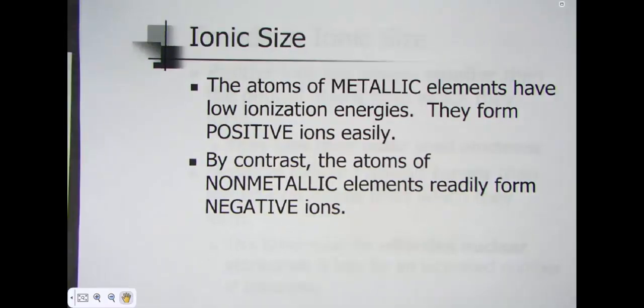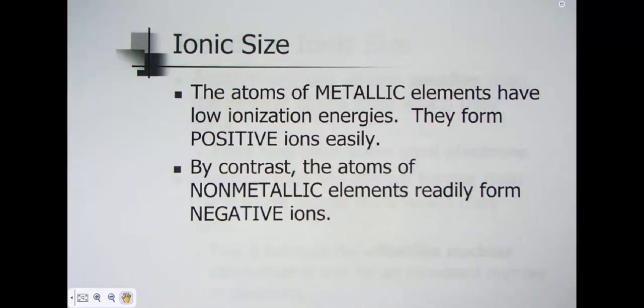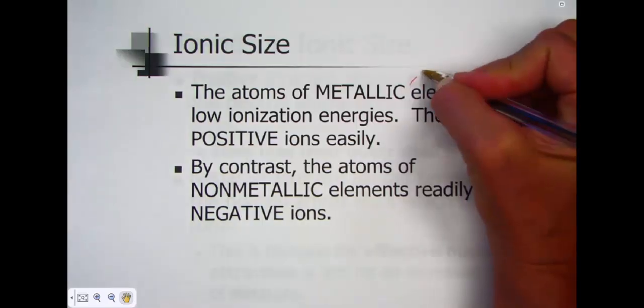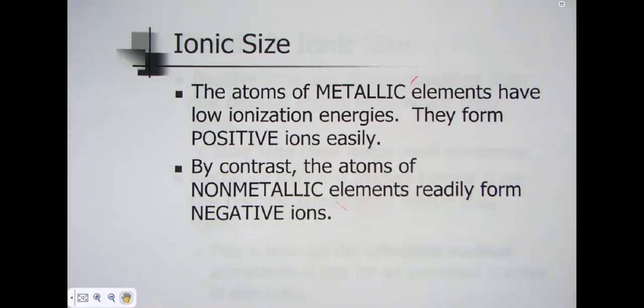Trends in ionic size. The size of ions. Top of page 14 in our notes. When atoms of metallic elements have low ionization energies, they will form positive ions easily. Metals become positive. By contrast, the atoms of non-metallic elements readily form negative ions. Nonmetals become negative.